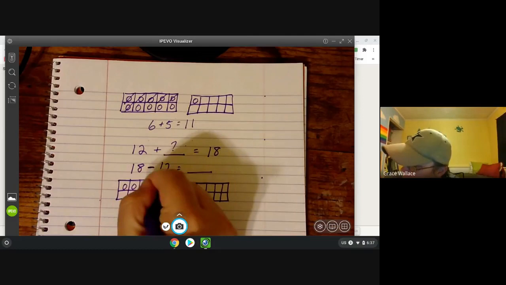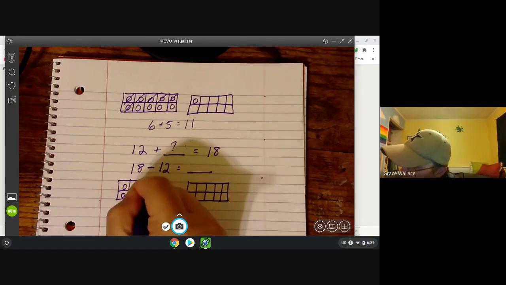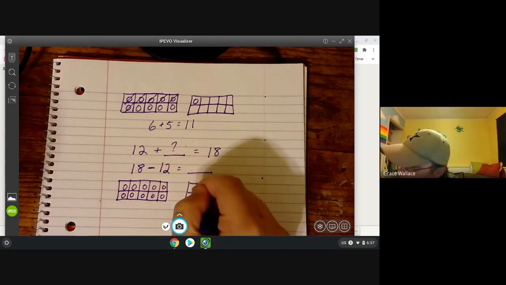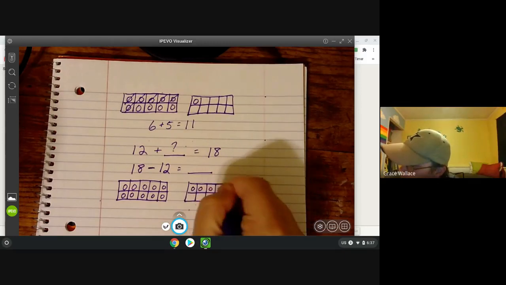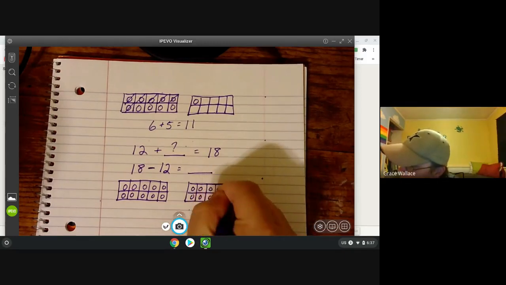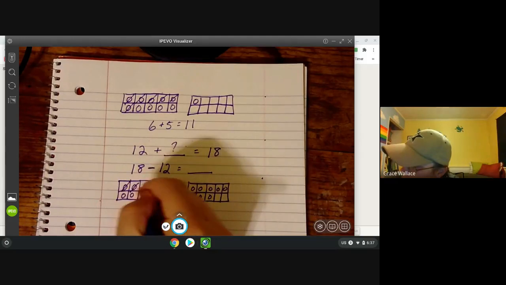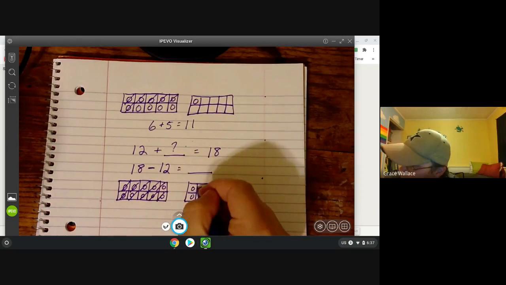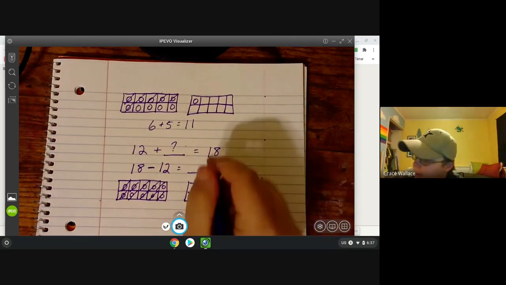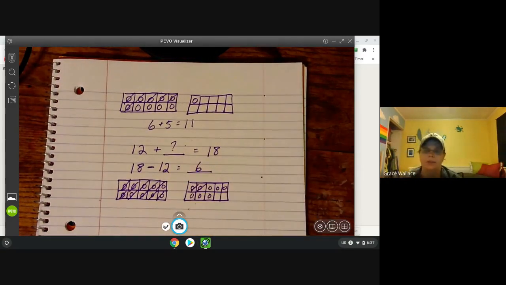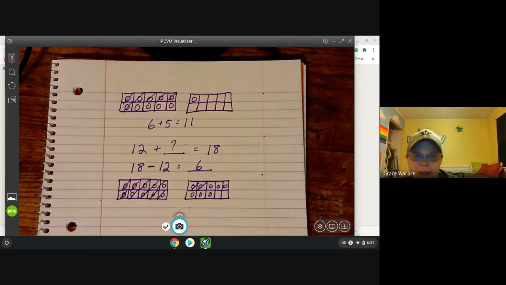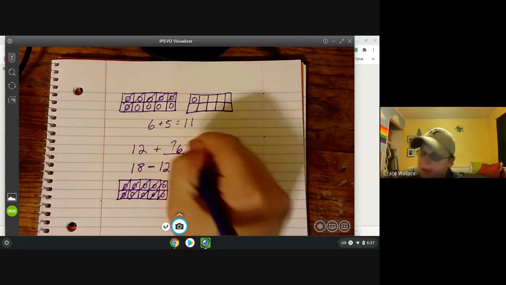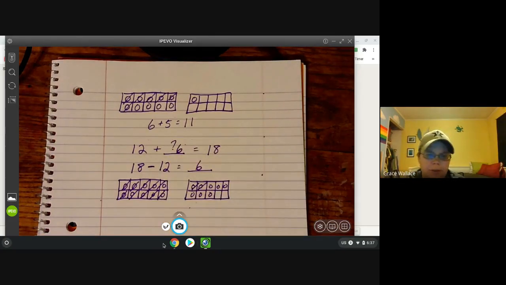I'm going to say I have 18. I'm going to take away 12. I have 3 and 3, which gives me 6. How would you solve that problem? So my missing number here is 6. Curious, talk to the person next to you. How did you solve this problem?